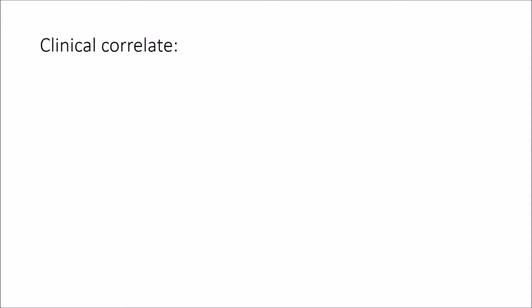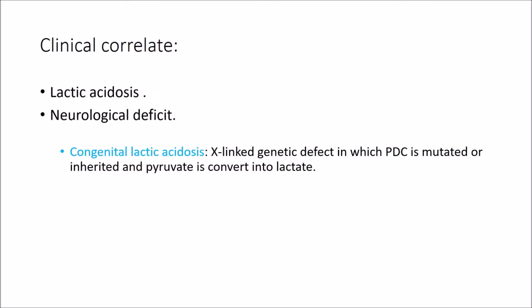Now let's talk about some clinical conditions. The two main clinical conditions occur if this enzyme is mutated or deficient. Number one is lactic acidosis and another is neurological deficits. Now there is one important disease, congenital lactic acidosis, which is an X-linked genetic defect in which the pyruvate dehydrogenase complex is mutated or inherited and pyruvate is converted into lactate instead of acetyl CoA.